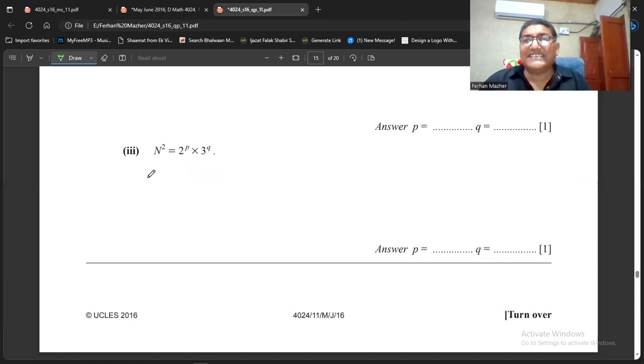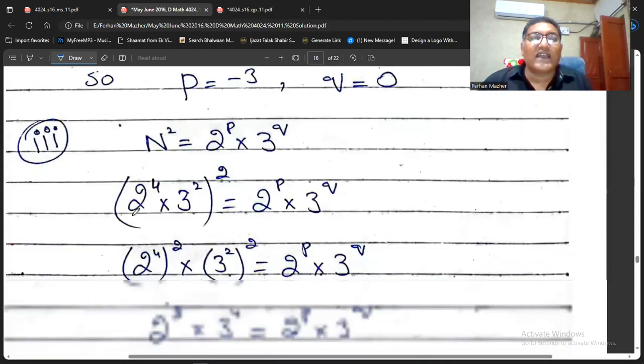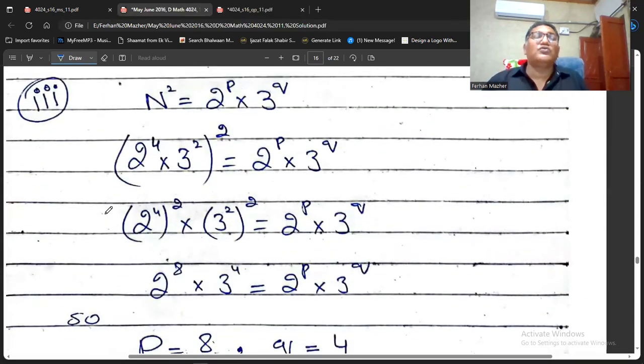Okay, so we are going to the next part. Question number 21b, third part. It says n squared is equal to 2 raised to power p into 3 raised to power q. So n square will be equal to 2 raised to power 4 into 3 square, and the whole thing raised to power 2. This square power is for both of them. So 2 raised to power 4 raised to power 2, power of the power multiplies with each other.